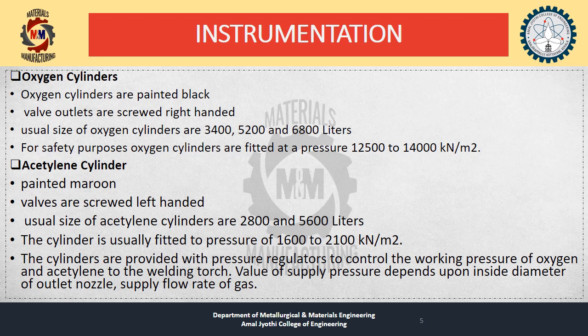Then we have the acetylene cylinder, and it is painted maroon. So oxygen cylinders are black and acetylene cylinders are maroon, so that we can identify them easily. Another difference is that here the valves are screwed left-handed, and in the case of oxygen cylinders they are screwed right-handed. The size of acetylene cylinders is 2800 to 5600 liters, and the pressure is also given, that is 1600 to 2100 kilonewton per meter square.